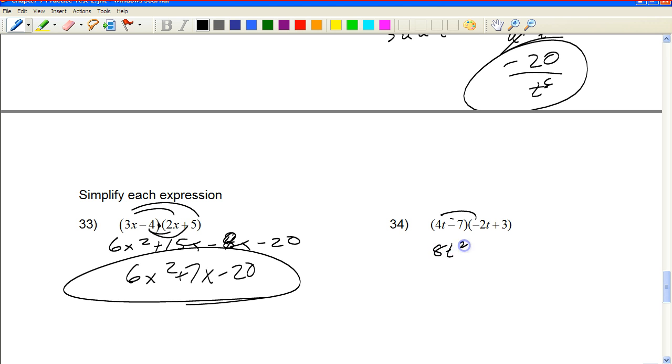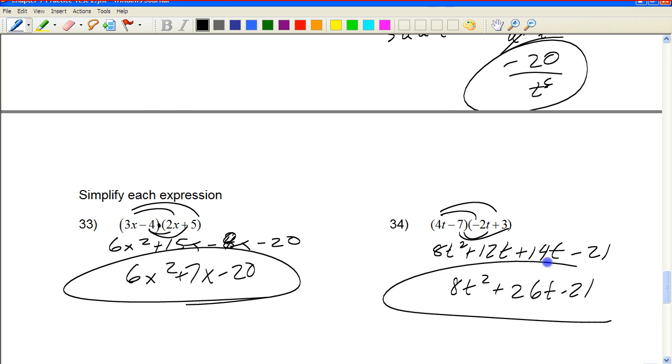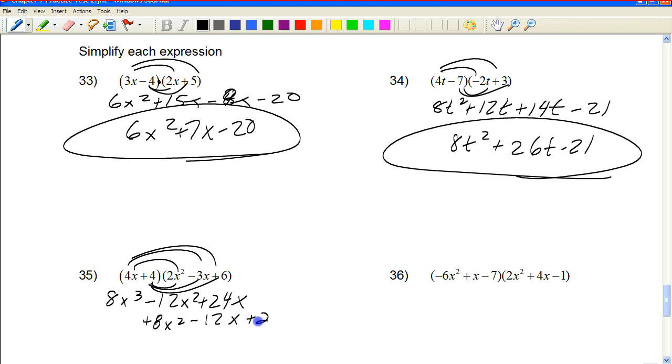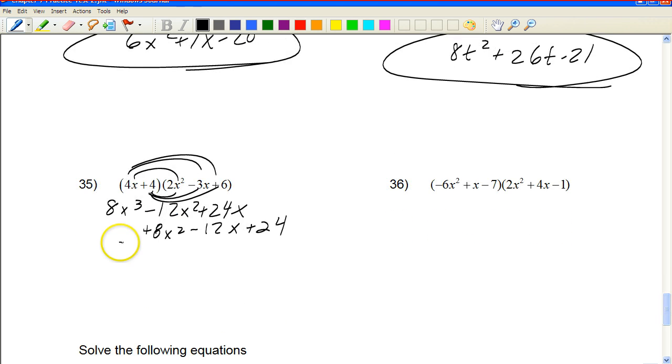So it's 8t squared plus 12t plus 14t minus 21, 8t squared plus 26t minus 21. Alright, we're going to distribute that, so it's going to be 8x to the 3rd minus 12x squared plus 24x plus 8x squared minus 12x plus 24. And we're going to just combine straight down. 8x to the 3rd minus 4x squared plus 12x plus 24.